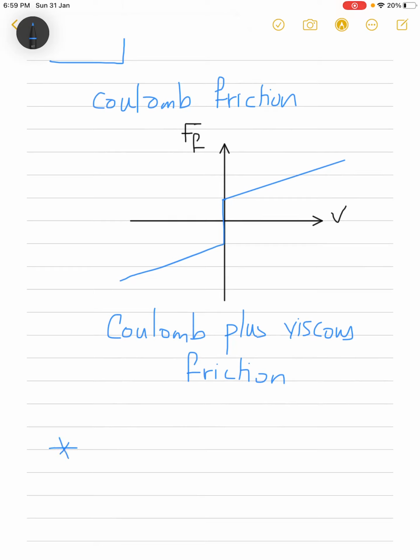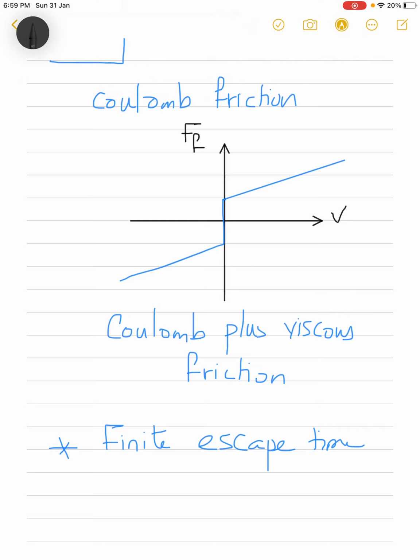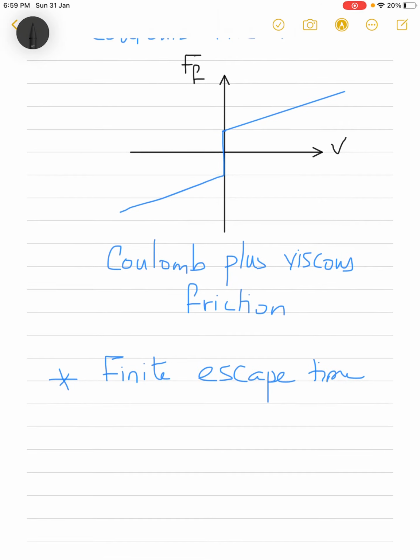So for example, there is what's called the finite escape time, and by that we mean that a system response will go to infinity in finite time. This is a phenomenon that doesn't appear in linear systems. In a linear system, even if the system is unstable, we know that the response would go to infinity as t approaches infinity. However, let us consider this example.